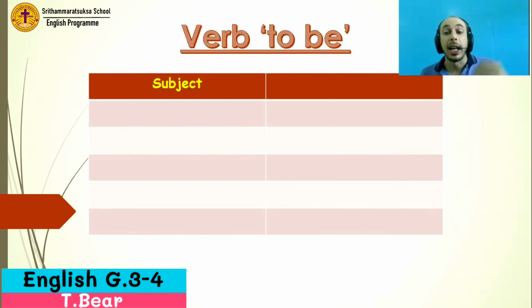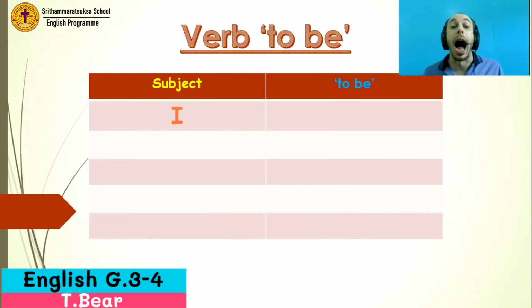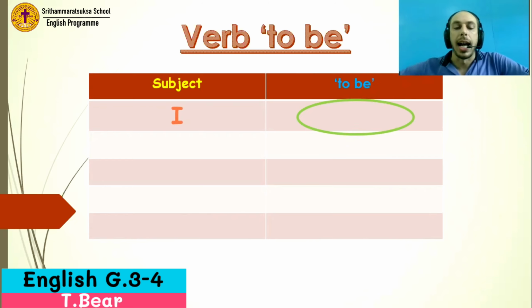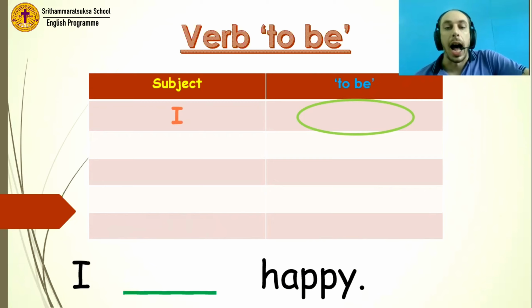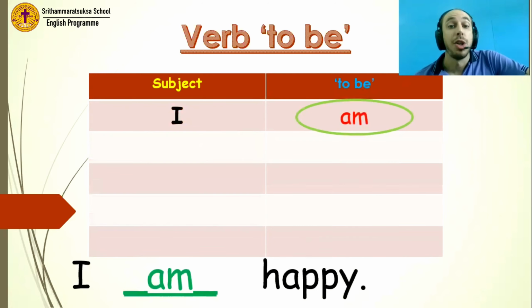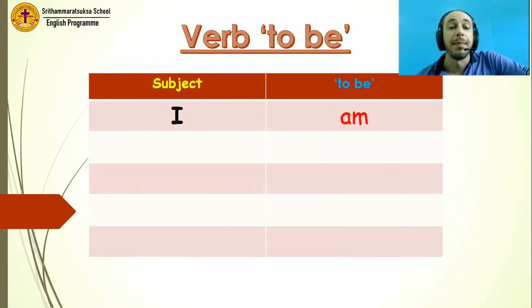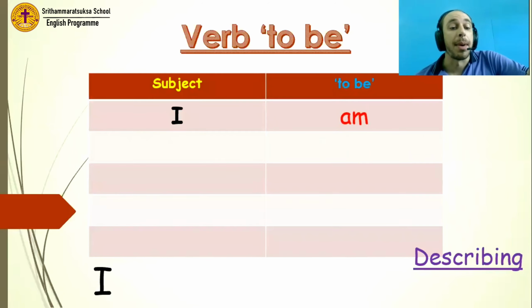Okay, so we're going to need a subject in this column and what the verb to be changes into with that subject. So the first one we're going to look at is I. Okay, I meaning me. What form of to be do we get for I? Like in the example sentence, I happy. What goes in the blank? If you said am, you are correct. I am happy. Okay? We could use this to describe ourselves.